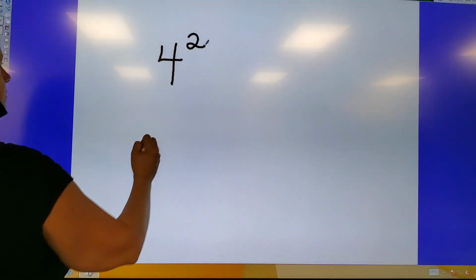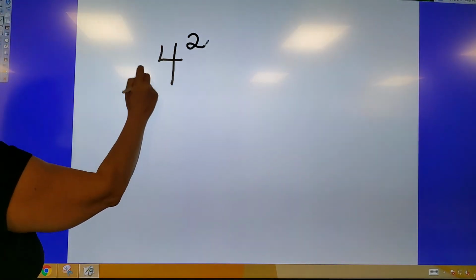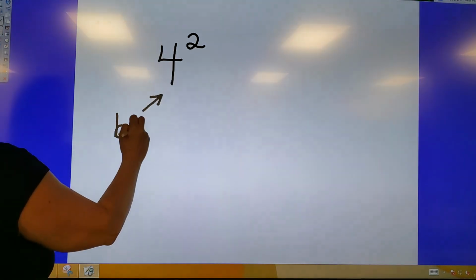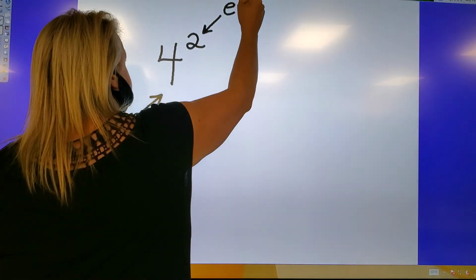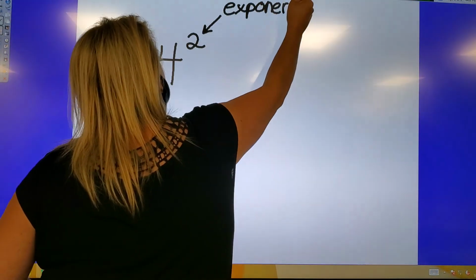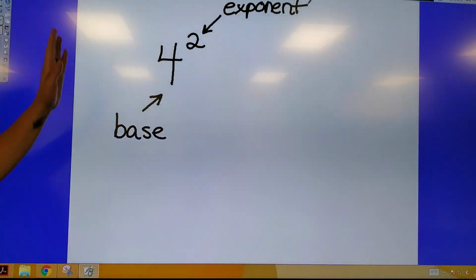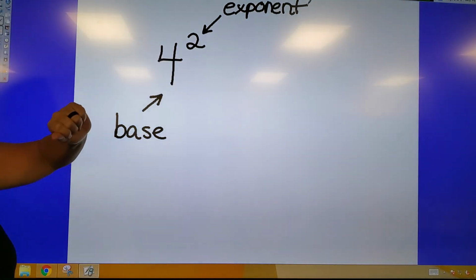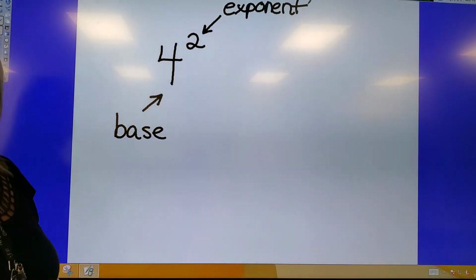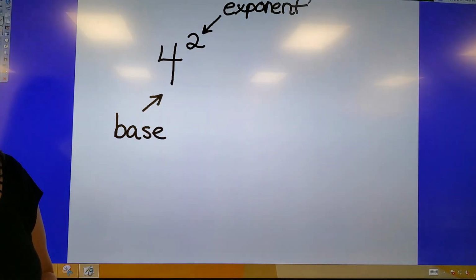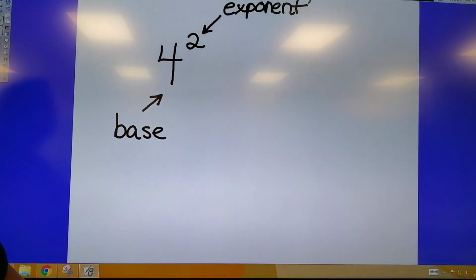First of all, let's talk about what I mean by squaring a number, okay? If you had 4 to the second power, now you have this bigger number that's written bigger. This is going to be called your base. And then this smaller number is going to be called your exponent. And you could say this as 4 to the second power, or you could say it as 4 squared, okay? And we're going to be focusing on just numbers that have an exponent of 2 today. So squaring a number, 4 squared.